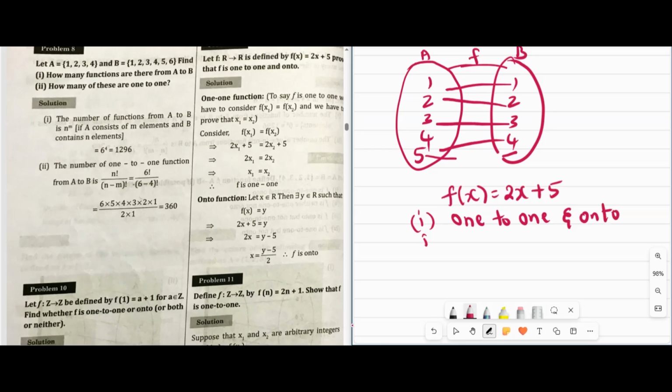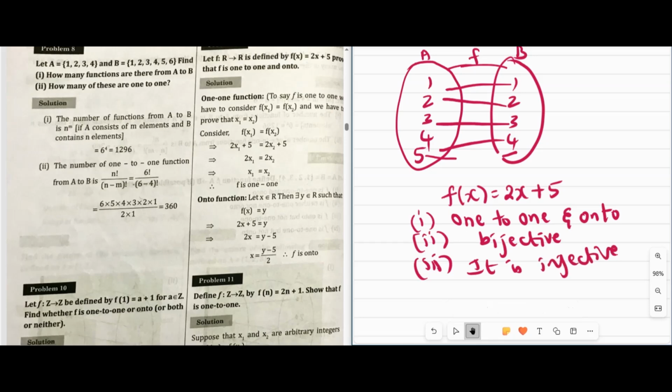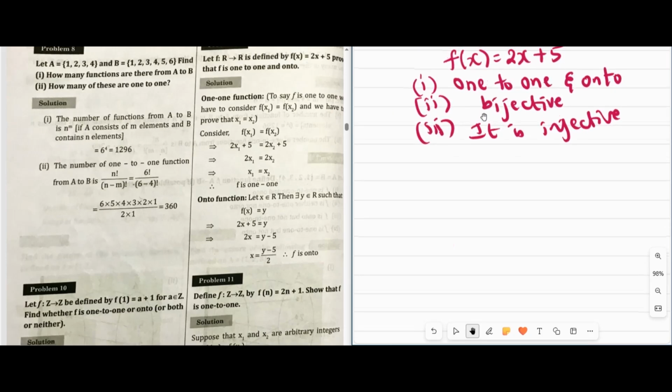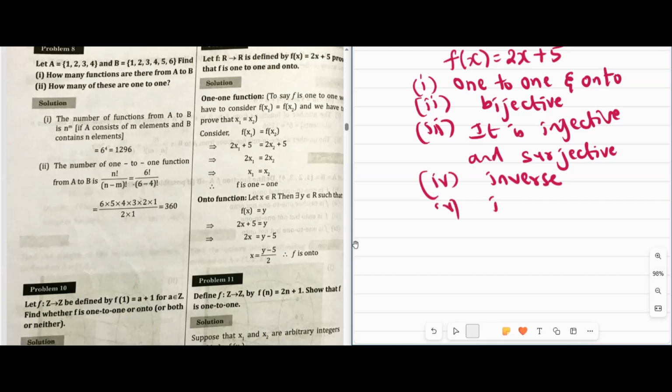Or they may ask you the second type, it is bijective, or the third type, it is injective and surjective, or they may ask you to find the inverse, or invertible. So for all this type of question, only one solution we have.